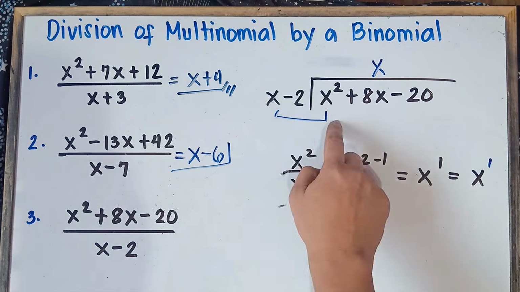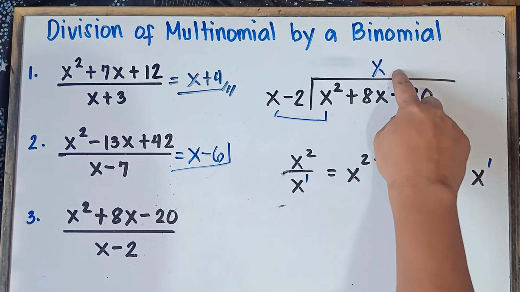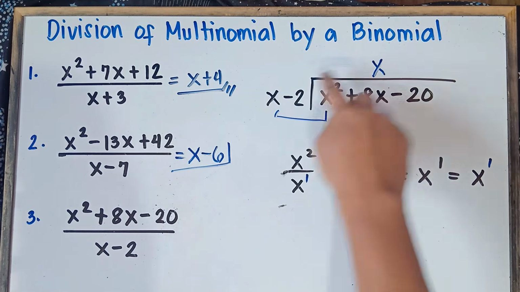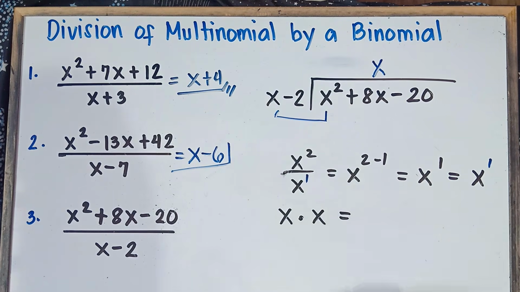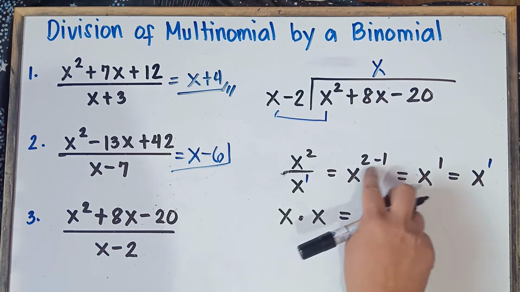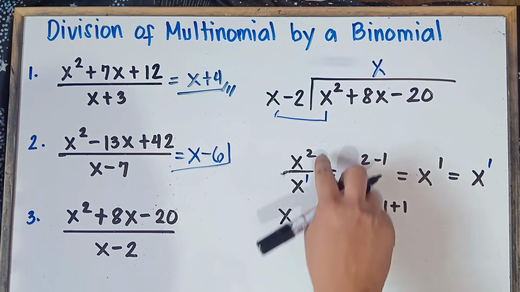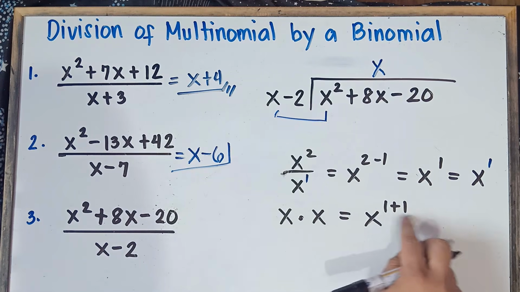Now, after you divide, class, you do it in reverse. X squared divided by x, the answer is x. You do it in reverse, x times x. So, x multiplied by x. Product rule: if they have the same base, copy the base and simply add the exponents. A while ago, we subtracted the exponents in the quotient rule. If you're dividing, you subtract the exponents. If you are multiplying, you add the exponents.